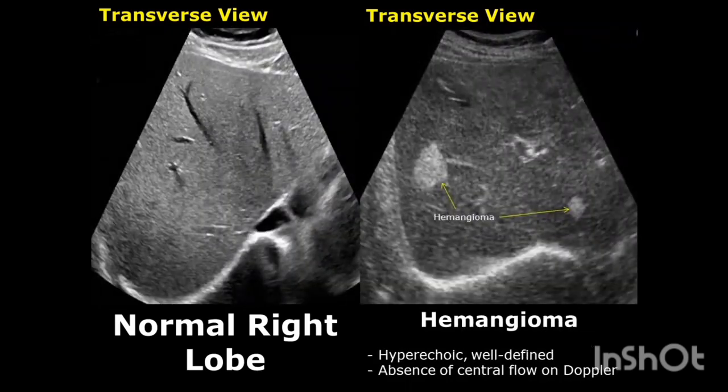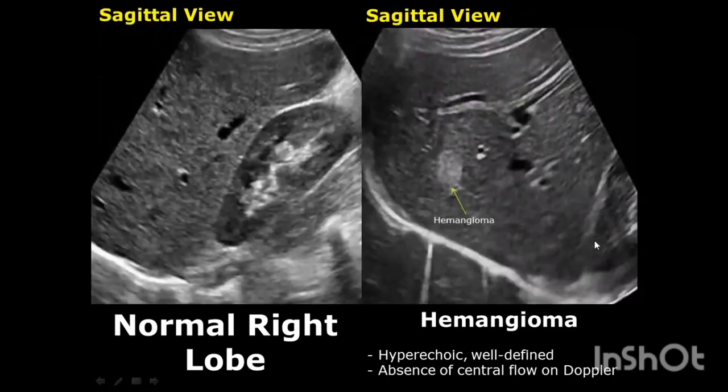Hemangiomas are benign liver masses. They are mostly hyperechoic, well defined, and they can be more than one. And they will not have any posterior shadowing. Here you can see one mass here and another mass over here. Here is a sagittal view of the liver showing a hemangioma right here, and when we apply Doppler, it will not have any central flow.